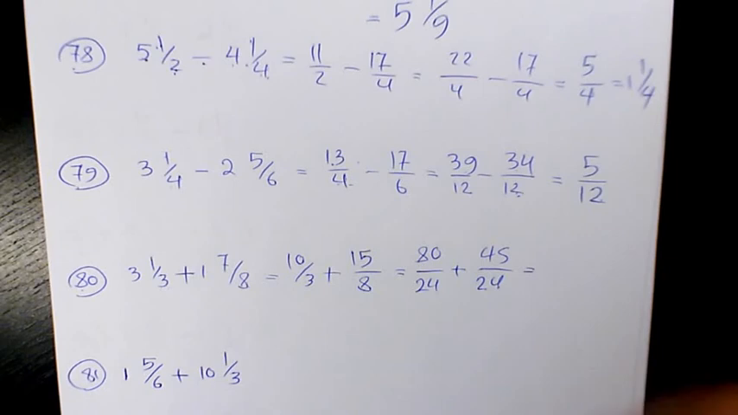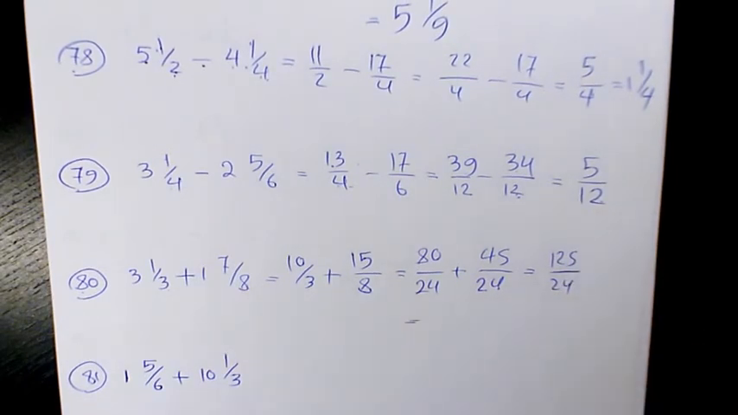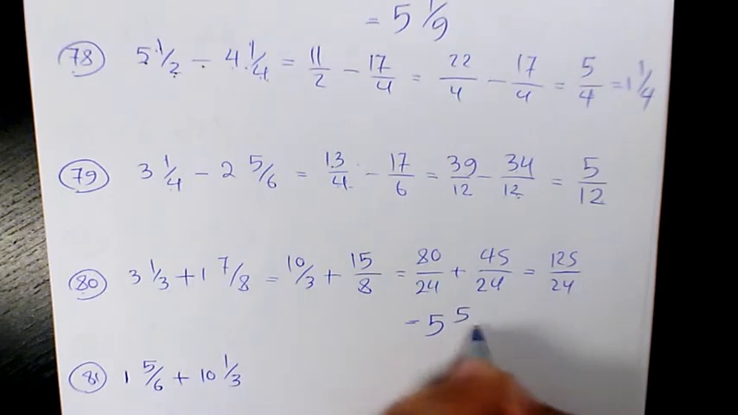45 plus 80 is going to be 125 divided by 24. It's going to be 5. You take 5 out. 5 times 24 is going to be 120. 125 minus 120 is going to be 5 over 24.